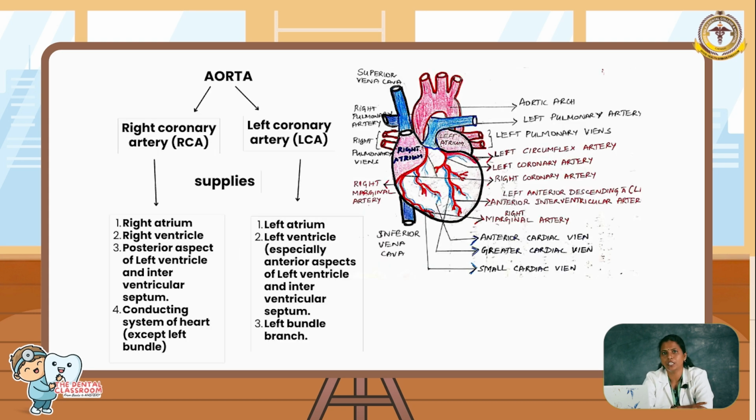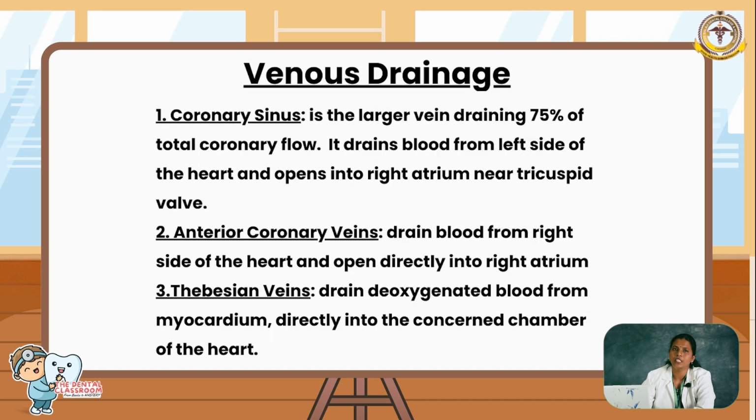From the branch of the aorta, you have the right coronary artery and the left coronary artery supplying your heart. The right coronary artery supplies your right atrium, right ventricle, posterior aspect of your left ventricle, interventricular septum and conducting system of the heart except your bundle branch. Your left coronary artery supplies your left atrium, left ventricle, especially the anterior aspects of your left ventricle, and the interventricular septum and the left bundle branch. The venous drainage happens into the coronary sinus, anterior coronary veins and into the Thebesian veins. The major part of the venous drainage happens into the coronary sinus, 75%.